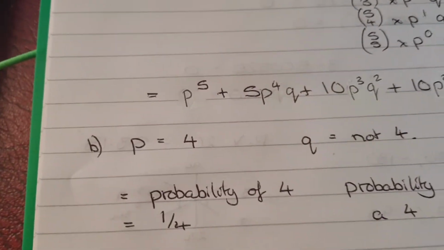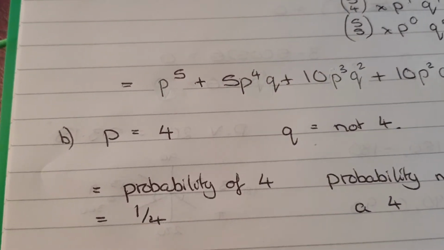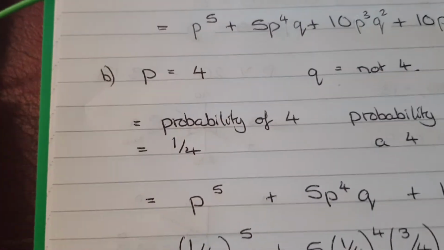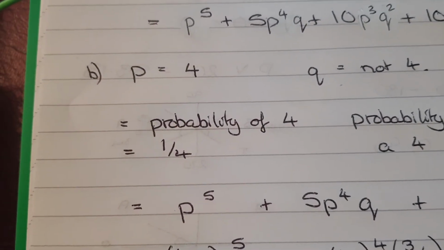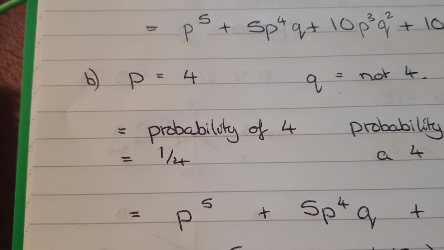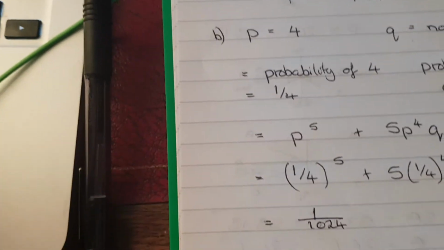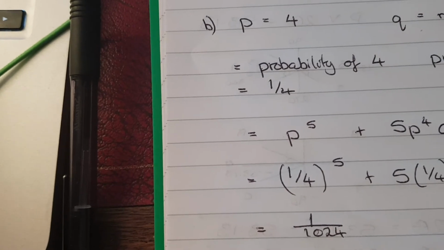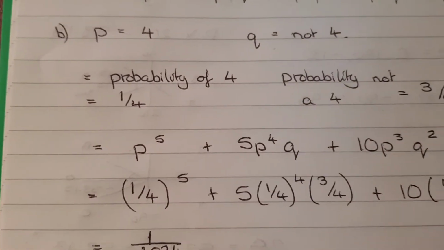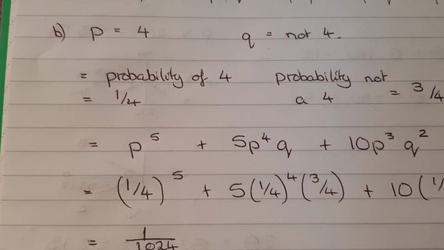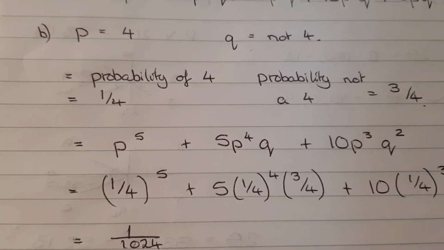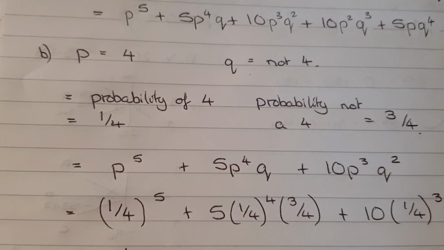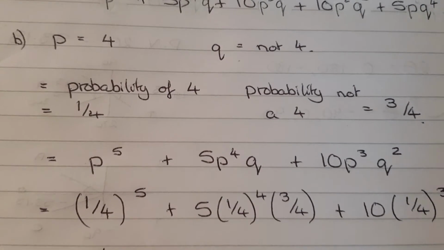Part B talks about the probability of rolling a 4. Let me just check on the question. Give me 1 second and I'll be back with you. Yeah, question 4, part B says using the first 3 terms of the binomial expansion from part A or otherwise, find the probability that the number 4 is rolled at least 3 times.